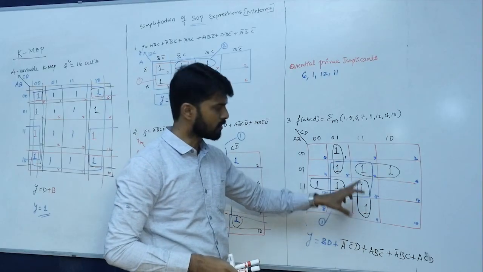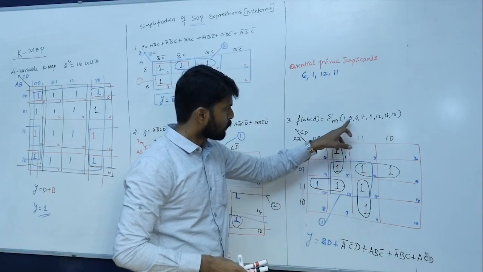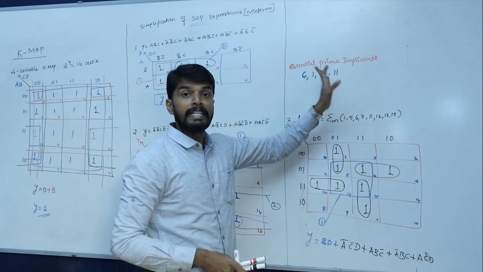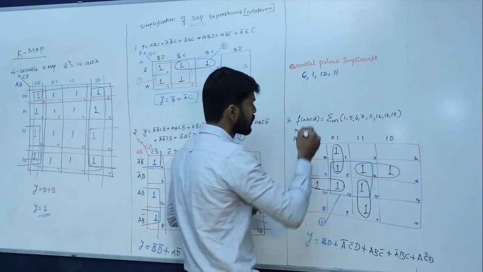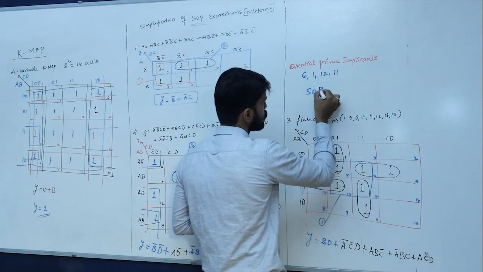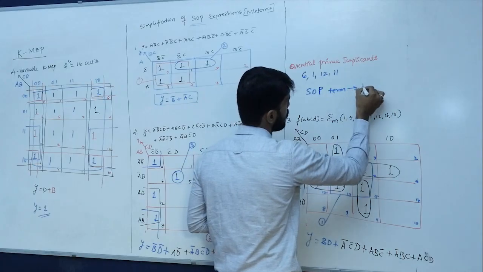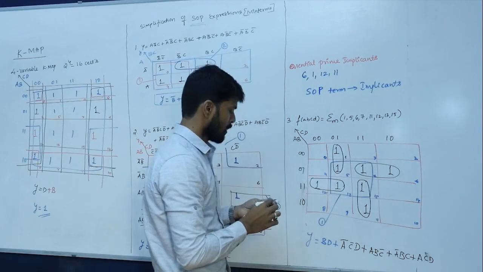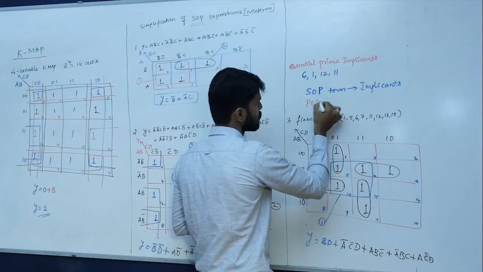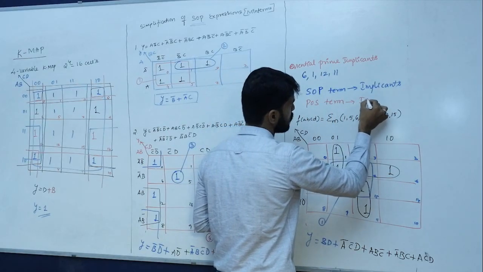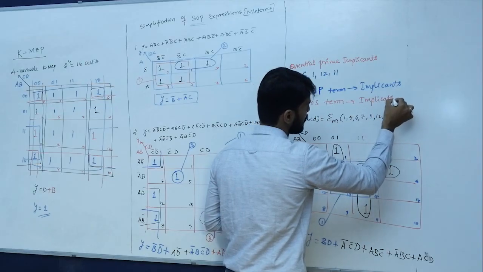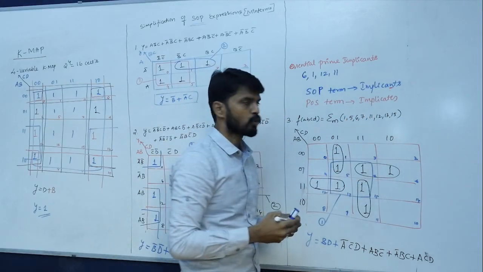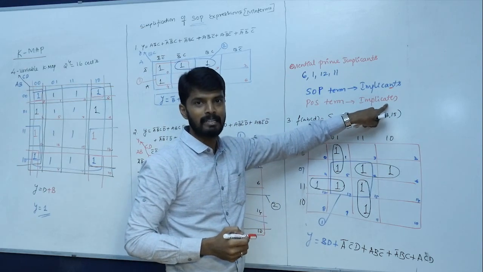Okay, only the prime implicants: 1, 5, 6, 7, 11, 12, 13 and 15 are called prime implicants. 6, 1, 12, 11 are called essential prime implicants. So the SOP terms are called implicants. Implicants, you should remember that. POS terms are called implicates. Remember that. POS terms are called implicates, but SOP terms are called implicants. Remember that.